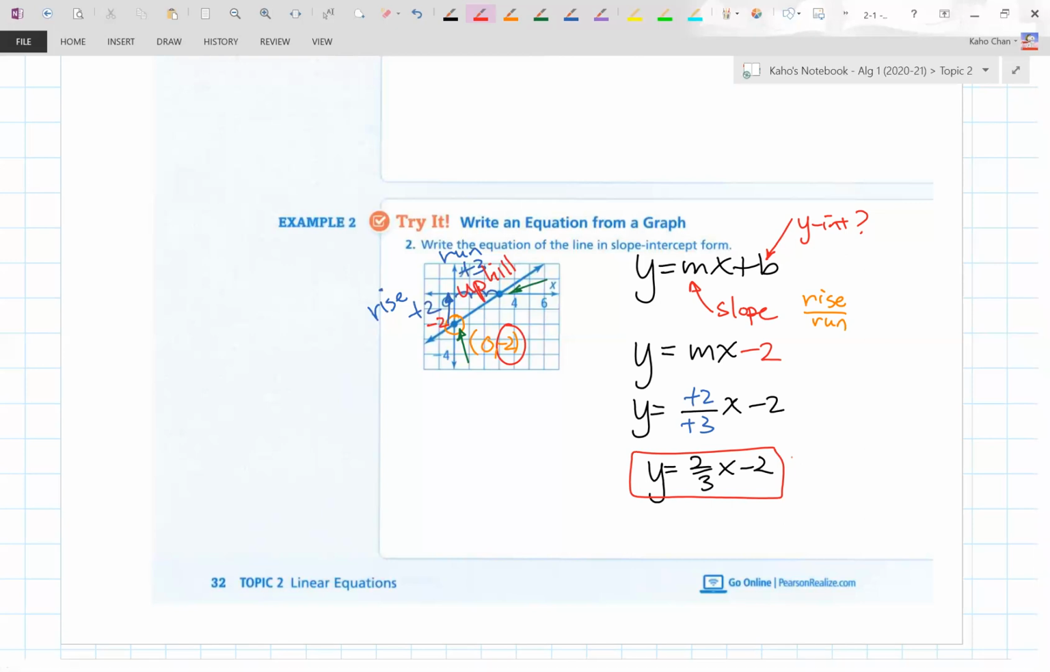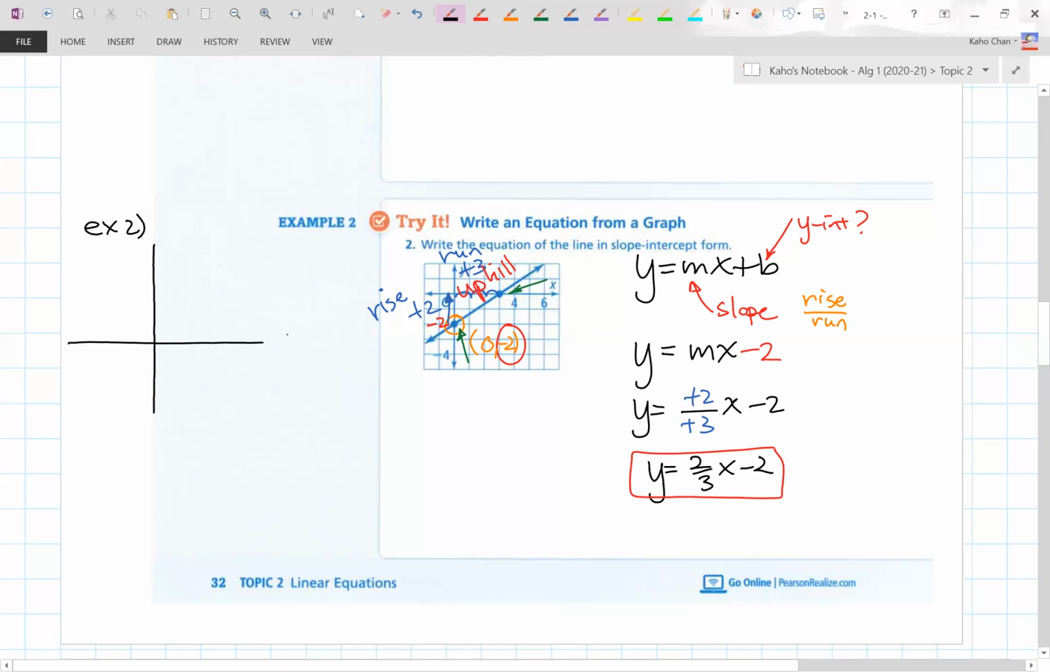Let's throw in another example for practice. This is the one I believe is in the book. It consists of a line that has a couple of major points on there, and those points are at (0, -1) and (-1, 4). So let's put those in. (0, -1) and (-1, 4). I believe this is in the book.